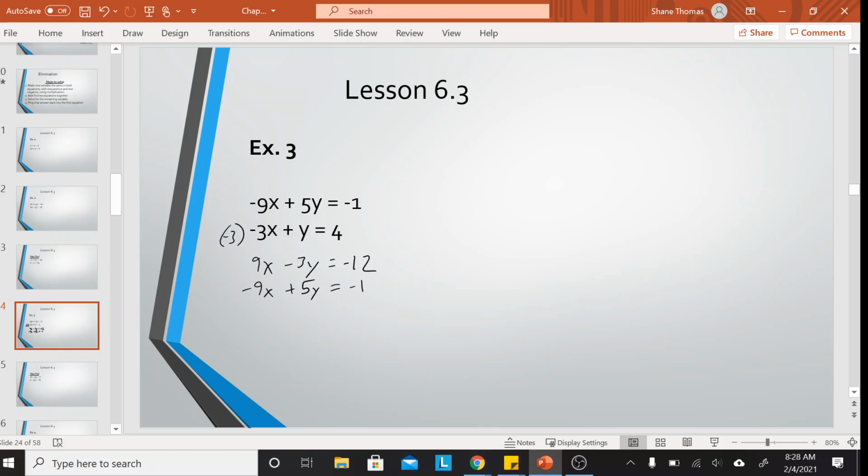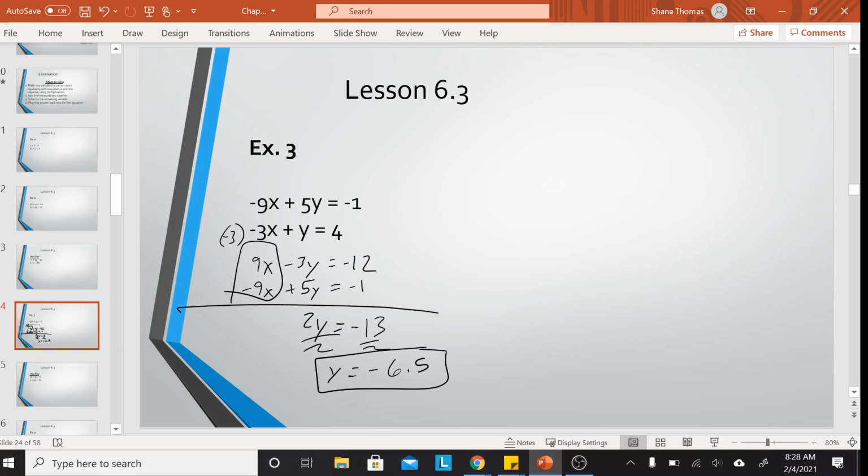Okay, now I'm ready to go because I have my x's lined up. All right, this is going to cancel out. Straight down, I have 2y equals -13. Divide both sides by 2. So y is going to be -6.5. There's the first one.